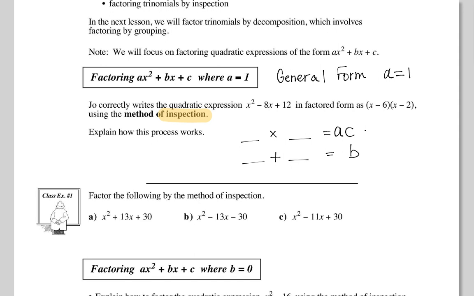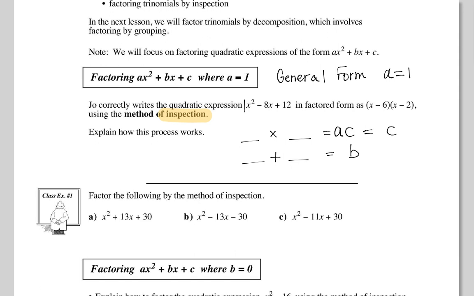Now when we were doing the warm-up, didn't I put AC here before? But what's A? 1. And what's 1 times C? 1C is just C. Okay, so it's still the same as before with the decomposition. When A does not equal 1, you have to do a little bit of harder strategy. It will tell you, like right here, it's the coefficient on the x squared.